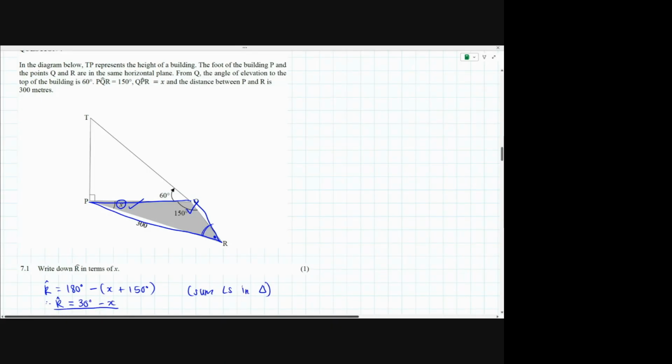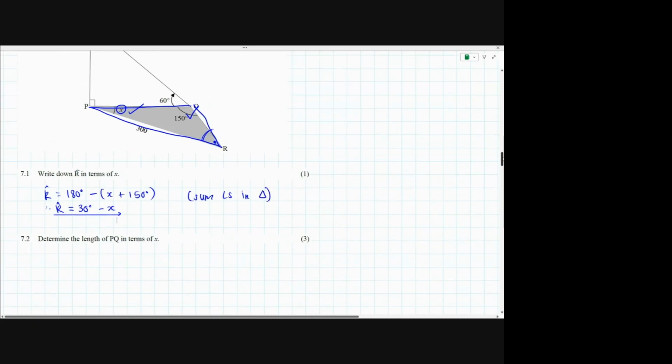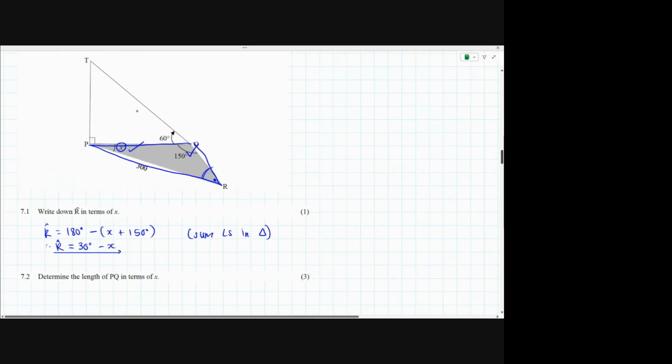Again, don't panic when you get these questions. Read carefully, go slowly, and you'll be absolutely fine. As I figure things out, I like to write it on my diagram. I know that the stuff I do at the start of my question is going to help me later. Knowing that this angle is 30 minus X is going to be helpful at some point, so I'm putting it on my diagram, so I have everything in one place that I can refer to.